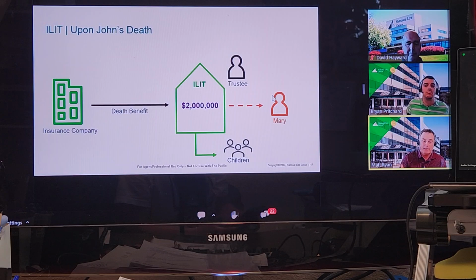Well, now those proceeds, if drafted appropriately, can be used to make loans to the estate or purchase assets from the estate that provide the estate liquidity in order to pay his estate taxes if that occurs.